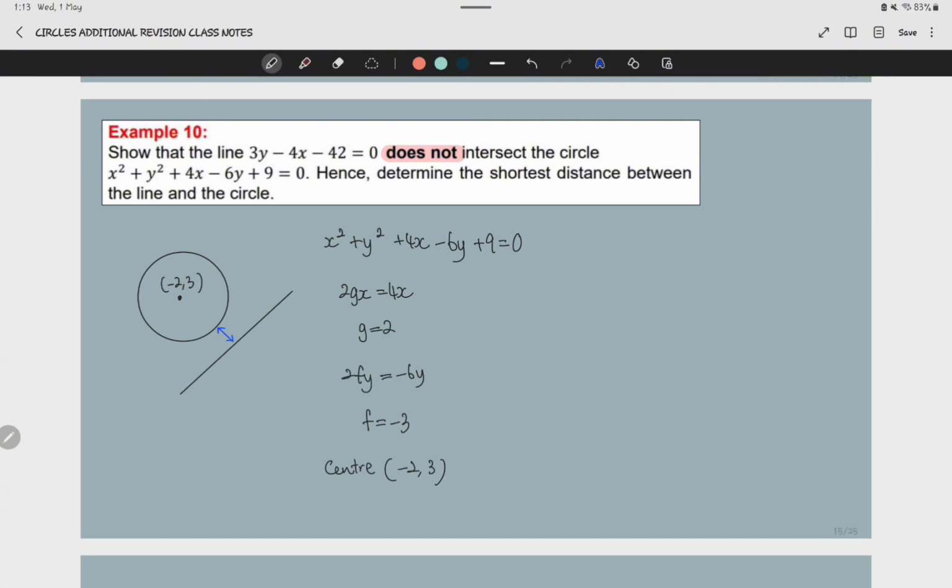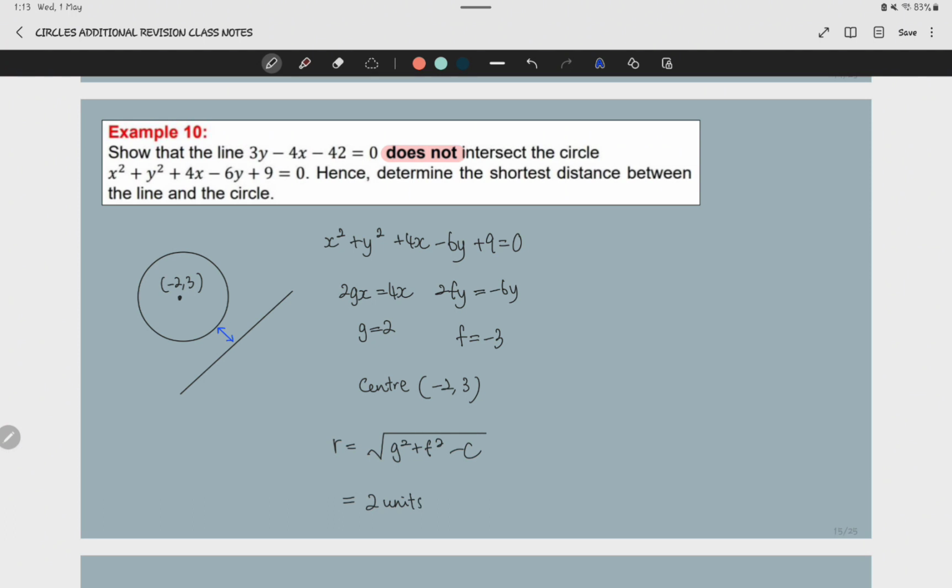Find the radius. How do we find the radius? The radius would be square root g square plus f square minus c, same as before. Then you should get 2 squared plus -3 squared minus c. Your c is 9, right? So c squared, you should get 2. R is 2 units. Nice.